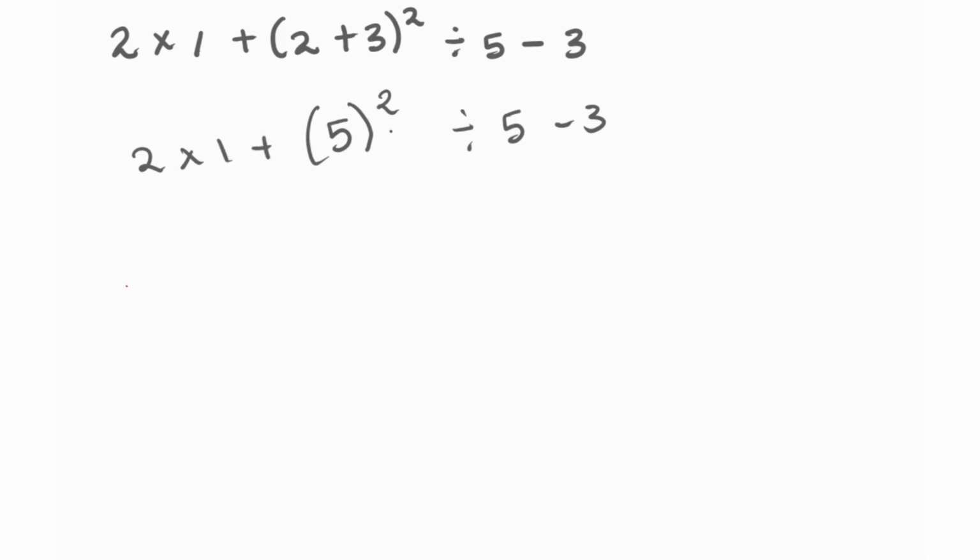Okay, so after the brackets, the next thing that you have to look out for is order or index. And in this question you can see that we do have an index. So this is our index that we have here. So 5 to the power of 2, that's 25. Minus 3, and then 2 multiplied by 1 plus 25.